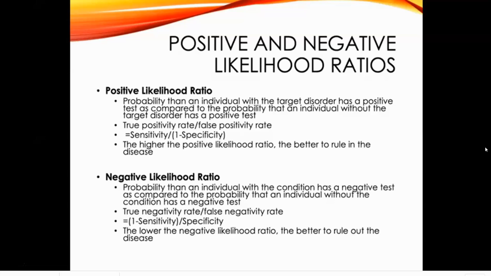Now let's move on to the negative likelihood ratio. That's the probability that an individual with the condition has a negative test as compared to the probability that an individual without the condition has a negative test. So in other words, it's the false negativity rate divided by the true negativity rate. So the formula is the quantity 1 minus sensitivity divided by specificity. And it's also important to remember that the lower the negative likelihood ratio, the better the test is to rule out the disease.